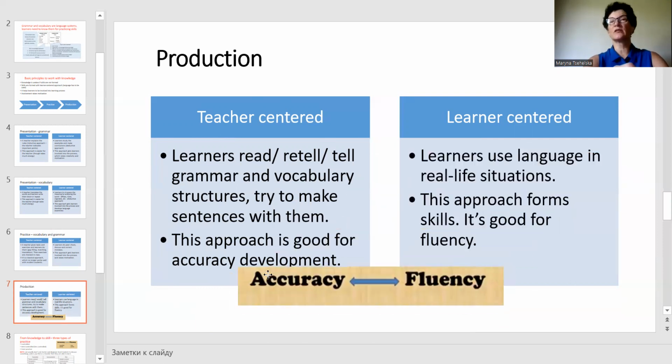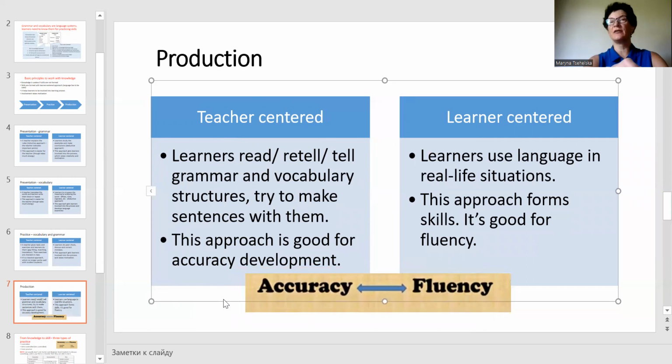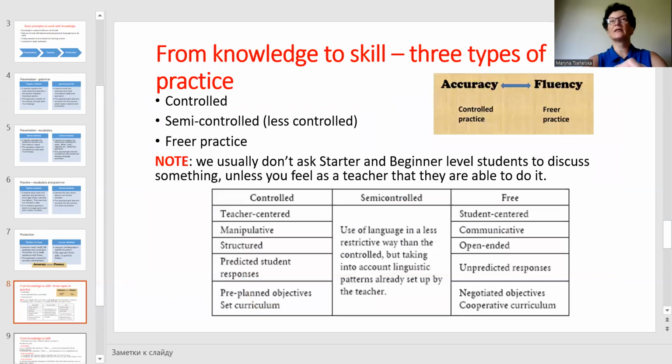However, when you want your learners to be more skilled in language, you will probably introduce real-life situations and let them develop their knowledge, let them use their knowledge for skills formation. And again, we talked about 3 types of practice. It's controlled, semi-controlled, and freer practice.